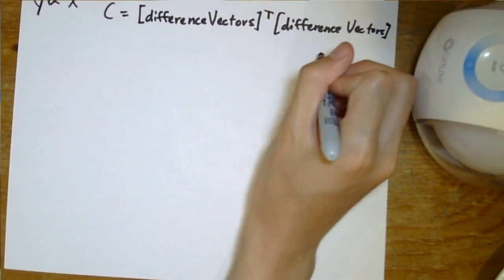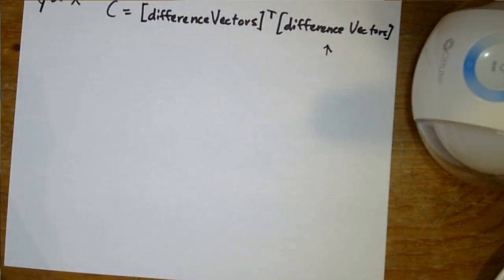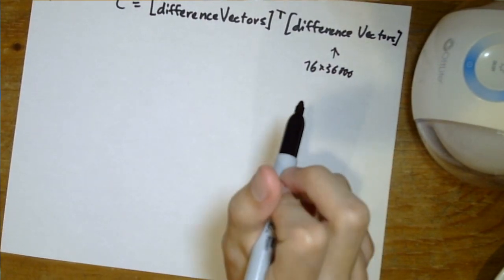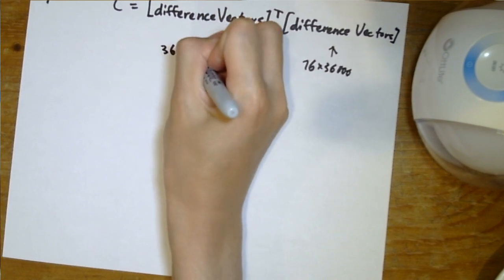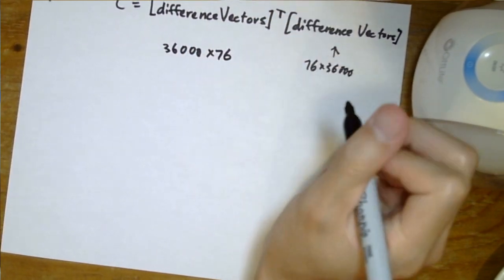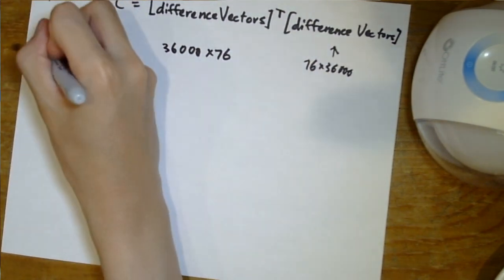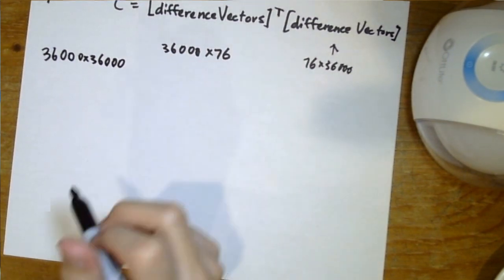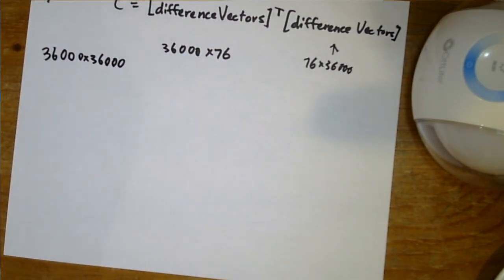This is a 76 by 36,000 entry matrix, while this is a 36,000 by 76 matrix. So when we multiply them together, we get a 36,000 by 36,000 sized matrix. And this has billions of entries, which is too large for most programs to handle. So we have to simplify this a little bit in order to actually make use of this covariance matrix.